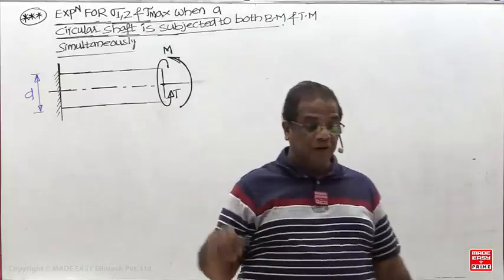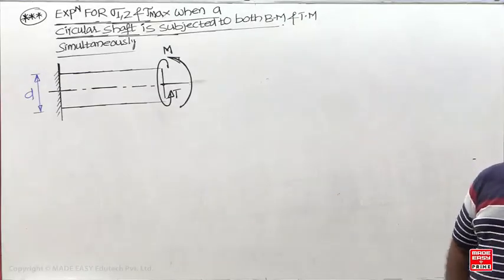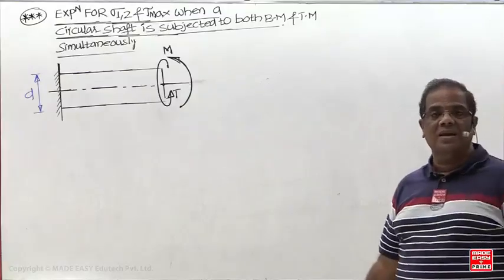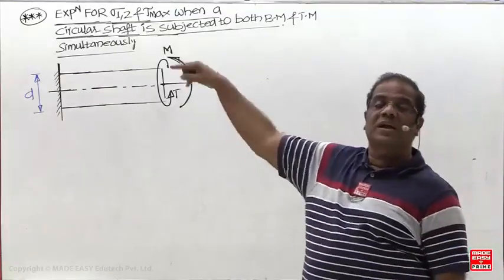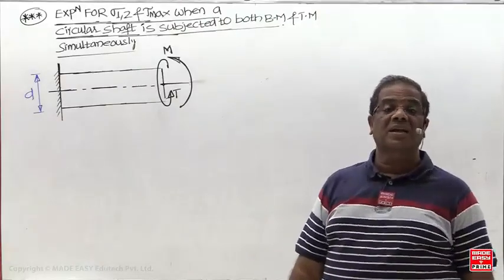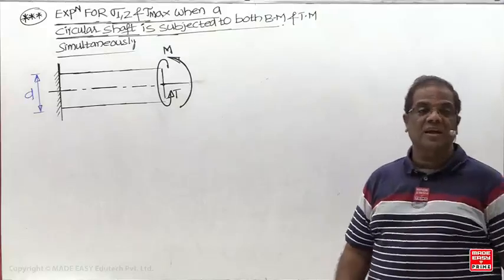In this case, which ones are the critical points you have studied now? Any point on the top and bottom, where both bending and twisting are acting. The bending is in what plane? Vertical plane. Which are the critical points? Any point on the top surface and the bottom surface are critical.